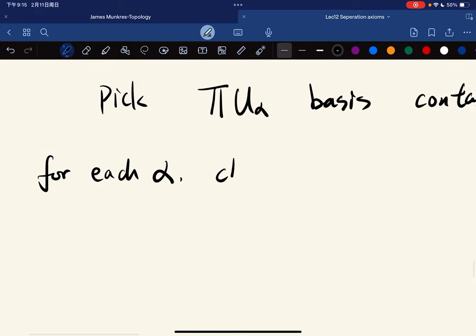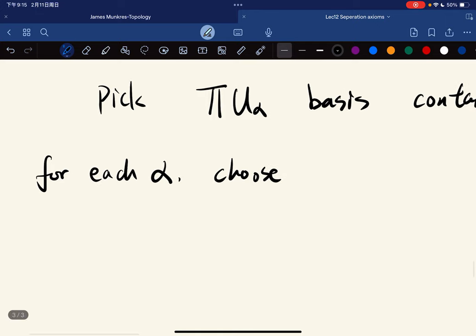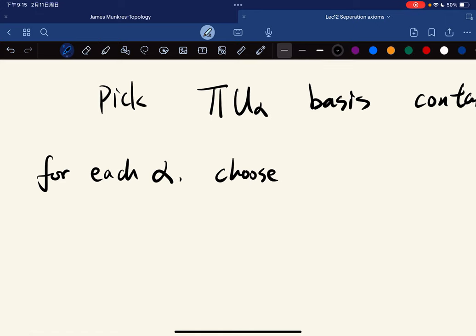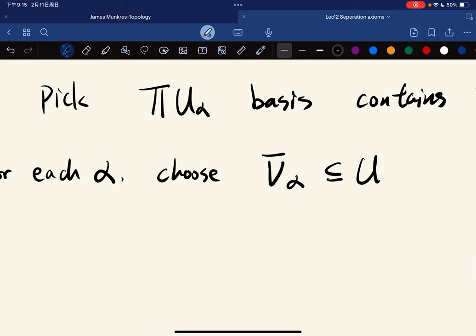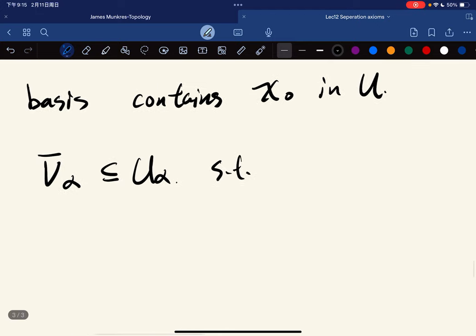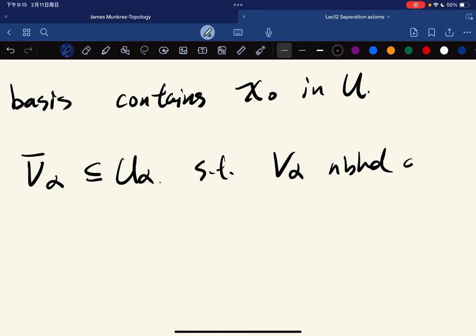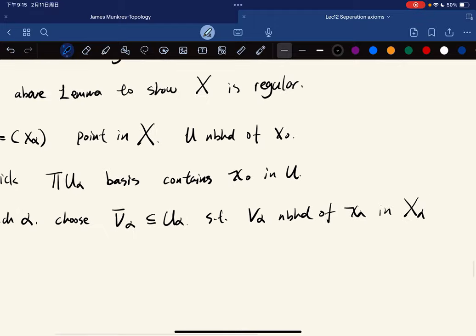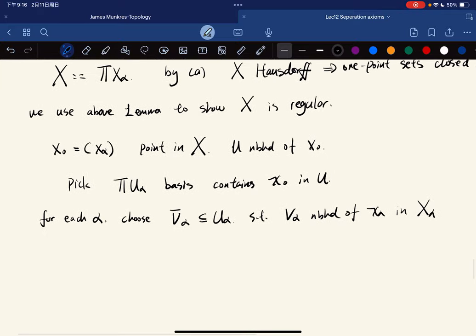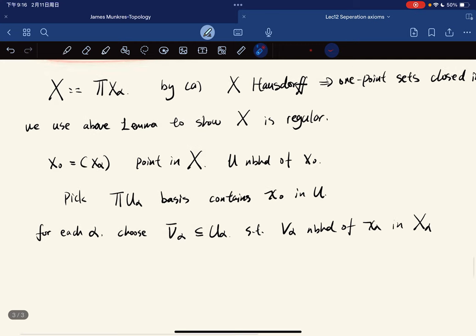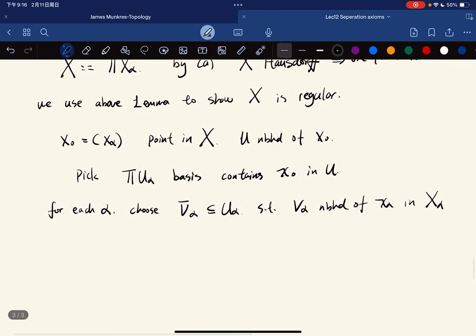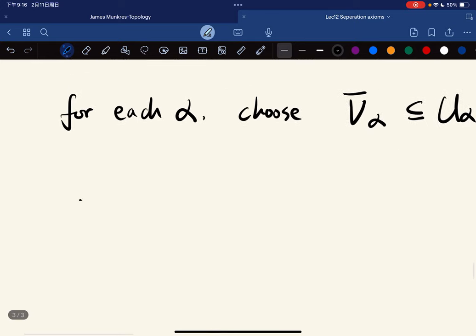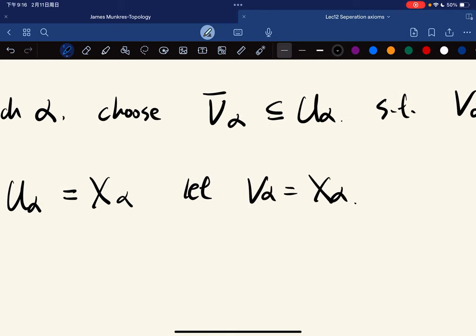For each alpha, we can choose, by the axiom of choice, V alpha in U alpha such that V alpha is a neighborhood of x alpha in X alpha. We can do this because it's a family of regular spaces, so each of them is regular. Now if U alpha is equal to X alpha, then we just let V alpha equal X alpha. It doesn't really matter.